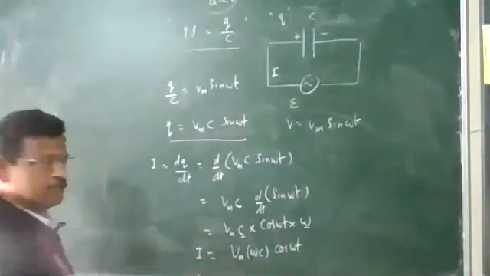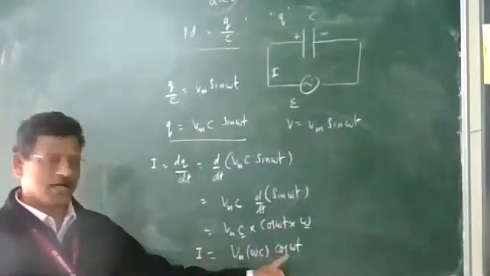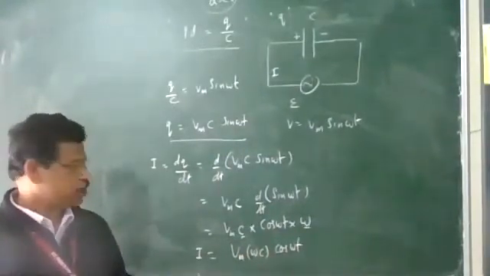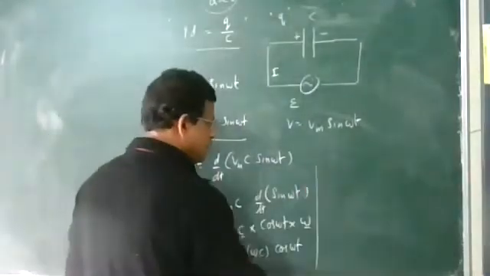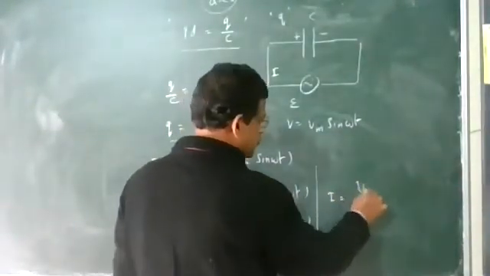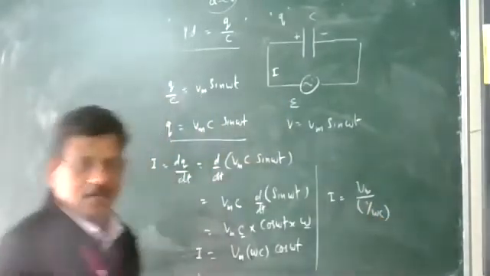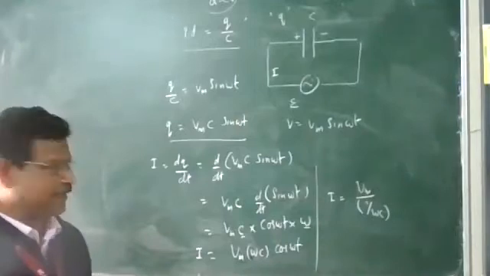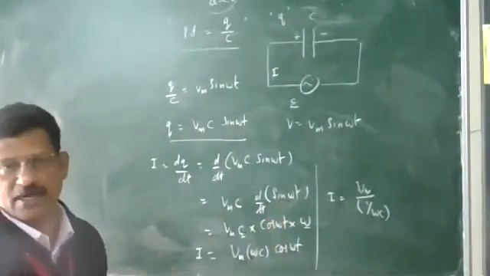I is equal to Vm into omega C cos omega t. So this omega C I am going to write in the denominator of Vm. I is equal to Vm upon 1 by omega C. Why are we writing it like this? It has a special meaning: omega C is taken to the denominator of Vm, giving 1 upon omega C, multiplied by cos omega t.